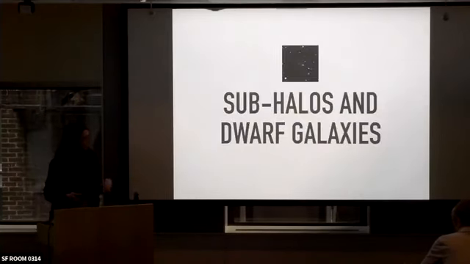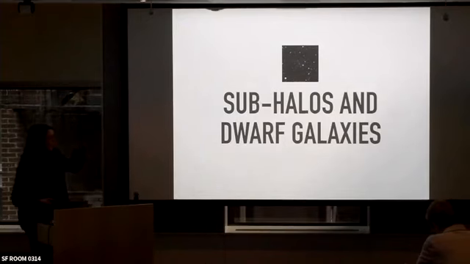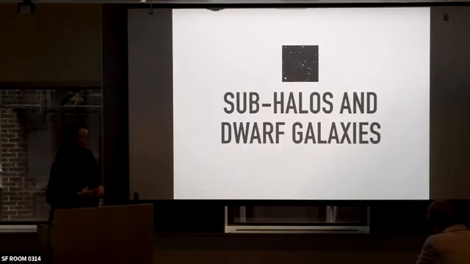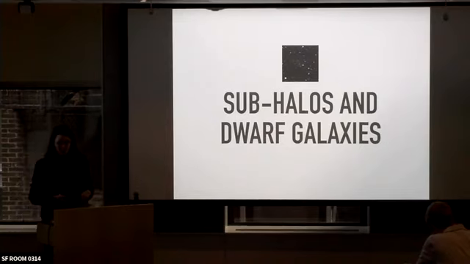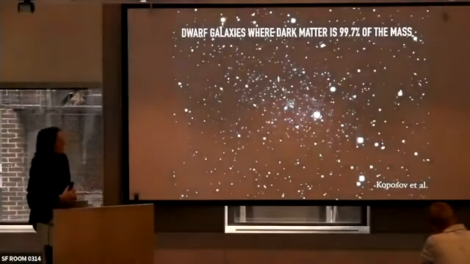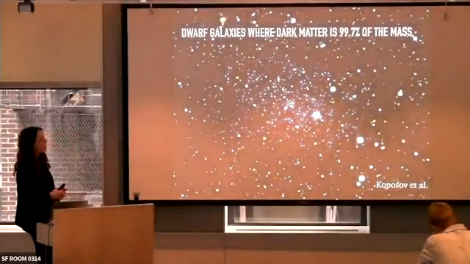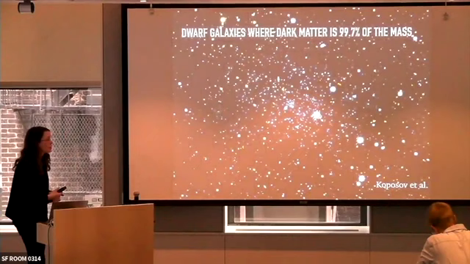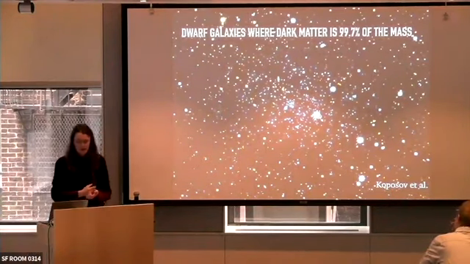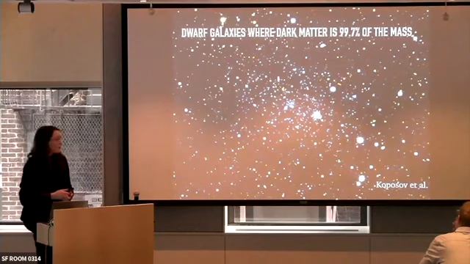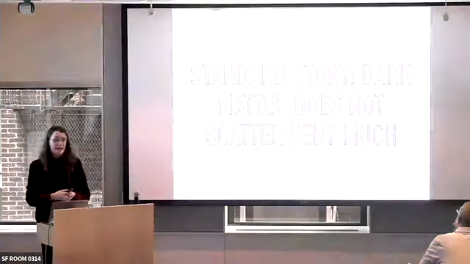Okay, so now I want to move slightly further away from home and talk about subhalos and the dwarf galaxies that live inside of them. These objects can be very, very dark matter dominated. So here is, for example, a picture of Eridanus 2, where approximately 99.7% of the mass of this object is in dark matter. And the standard story is that dark matter is pretty inert, it's pretty boring, and it's not doing very much.